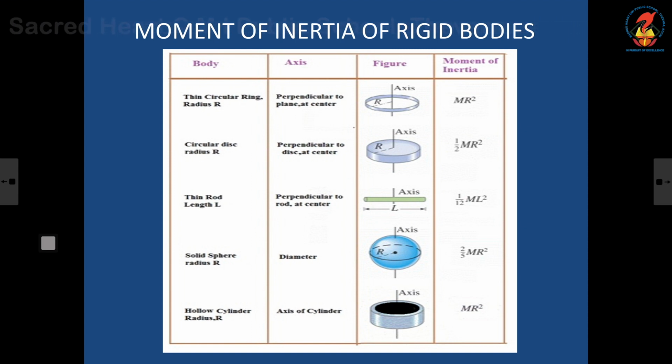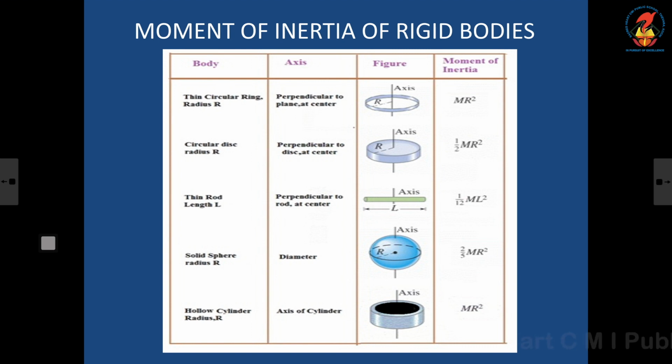See the second one. Circular disk of radius r, axis perpendicular to the disk at the center. So the first one was the ring, the second one is the disk. The axis is the same, but the moment of inertia is half mr square, half of that of the first one. So the body is changing, the moment of inertia changes.